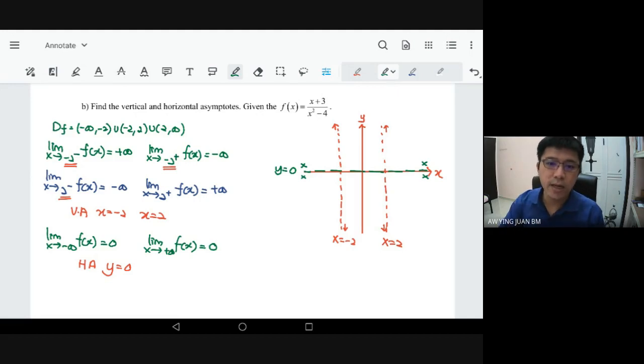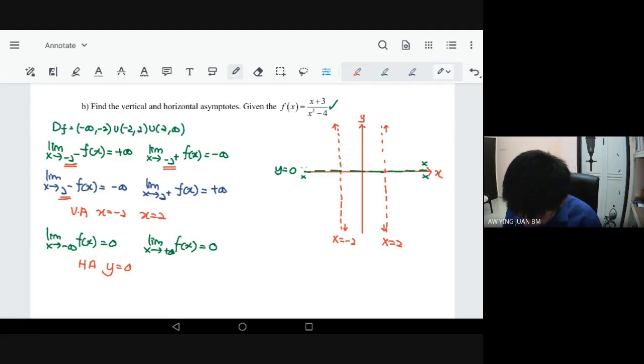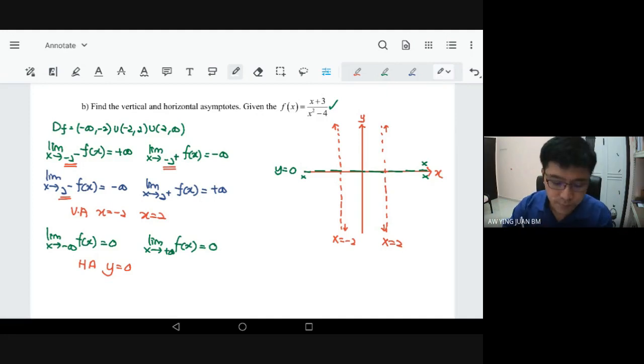Kita key in calculator, iaitu alpha x plus 3 over alpha x square minus 4. Kita tekan calculate setelah anda key in function ini. Calculate. Kita anggap ya, untuk negative infinity, kita letak negative 100. So, kita dapat negative 0.009. Negative. So, kalau negative bermaksudnya kemungkinan kita adalah di bawah, because di bawah 0 adalah negative.